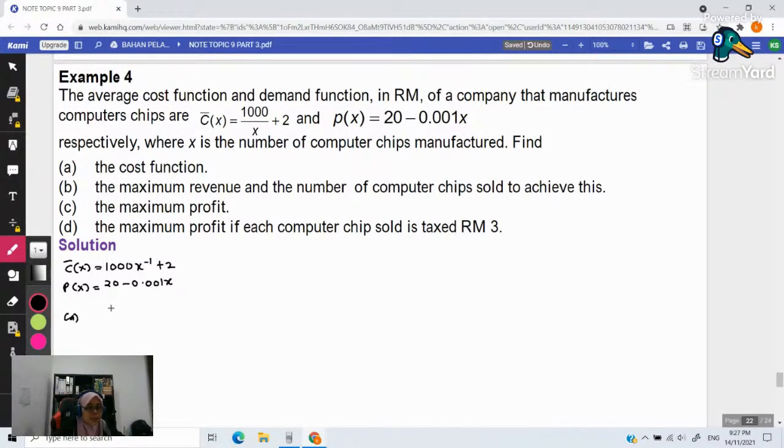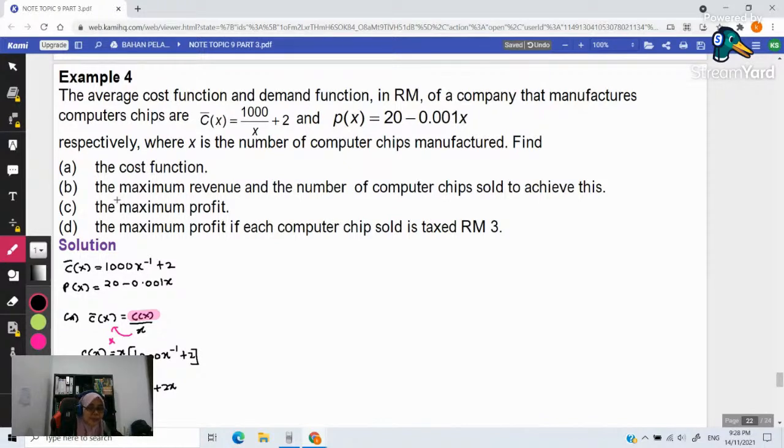For the first question, find the cost function. Do you remember? Average cost is equal to total cost divided by quantity. Since this question gives you average cost, how do we find the cost function? That means we reverse the operation. So we multiply average cost by quantity to find the cost function. Therefore, C(x) equals x multiplied with 1000x to the power negative 1 plus 2, and then we expand. So x multiplied with 1000x to the power negative 1 is equal to 1000. x multiplied with 2 is 2x, so this is the cost function.